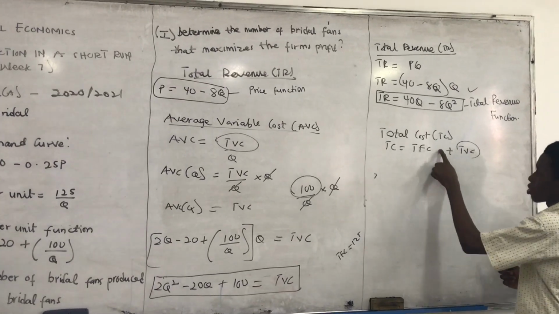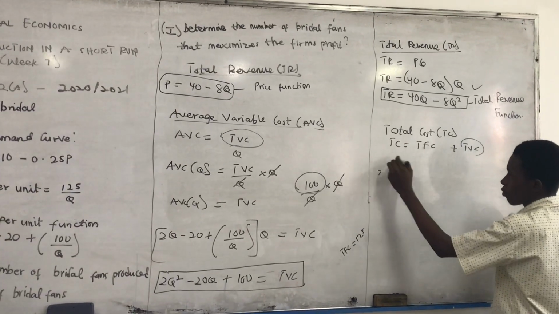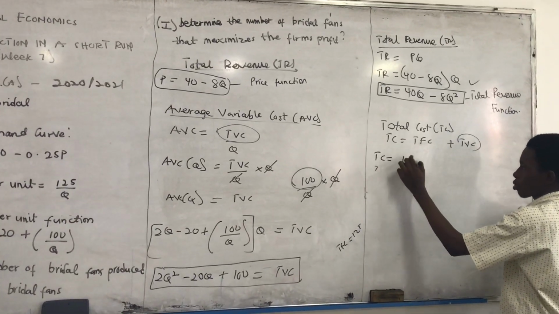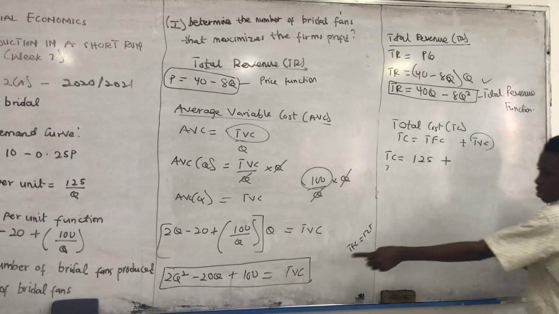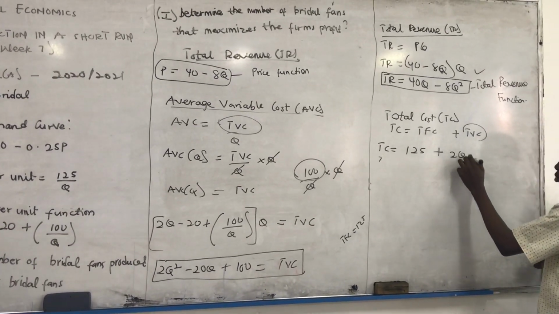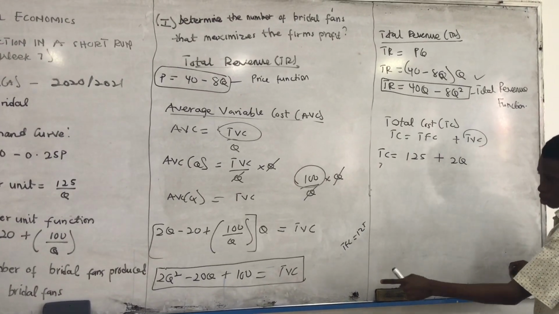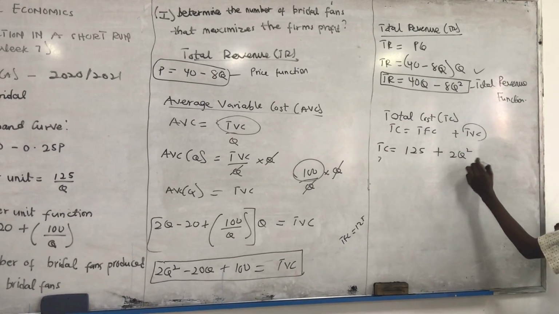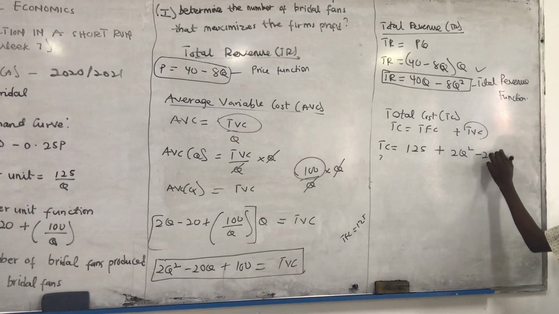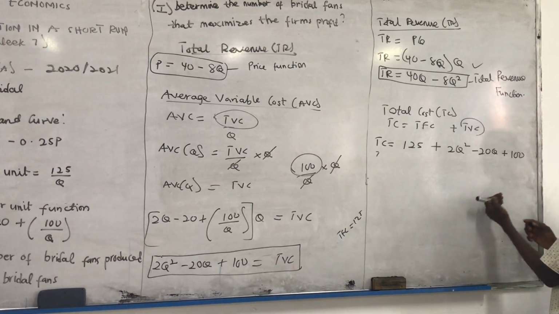So now total cost: total fixed cost, total variable cost. Total fixed cost was what? 125. So total fixed cost is 125. Now, total variable cost was this. So let me put it there: 2Q squared minus 20Q plus 100. Okay.